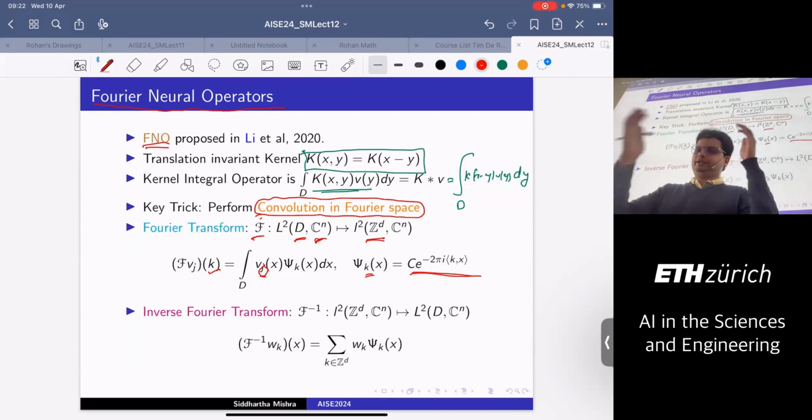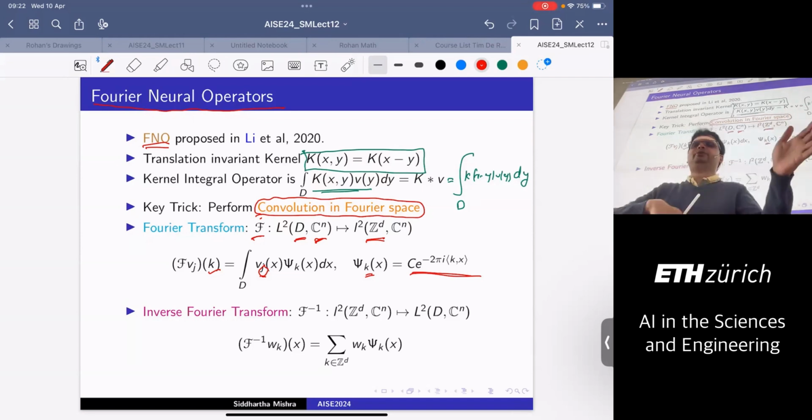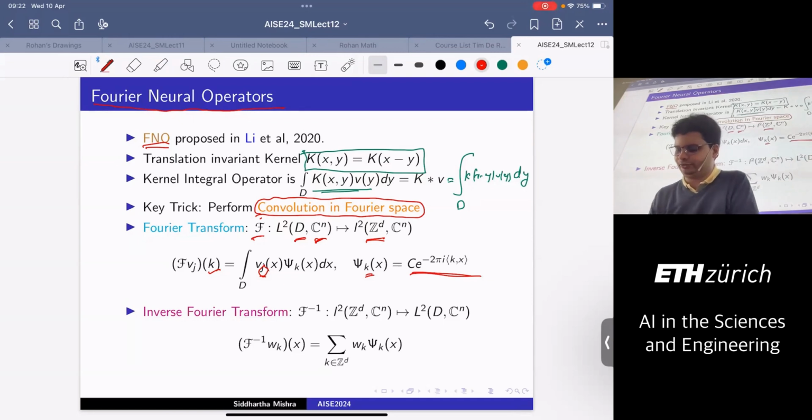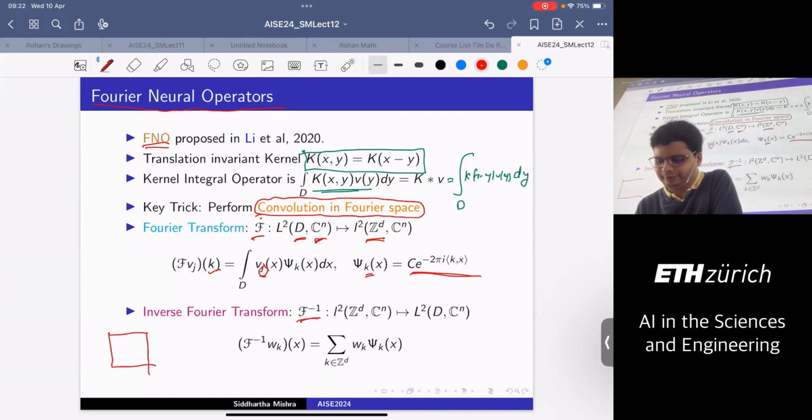Now, you can get back from frequency space back into physical space by using the inverse Fourier transform, F inverse. So this is a mapping which takes values on a lattice. So just let's take the two-dimensional version of it, right? So the frequencies are discrete. Just these are integers, right? We don't take continuous frequencies, these are discrete. So let's say that this is one frequency, this is another frequency, and so on.